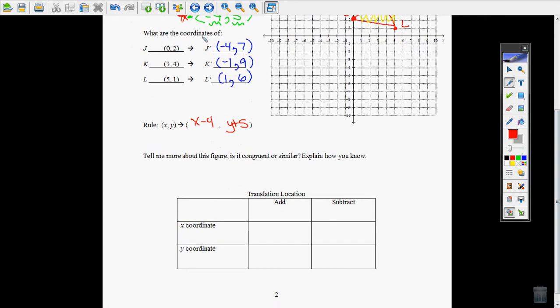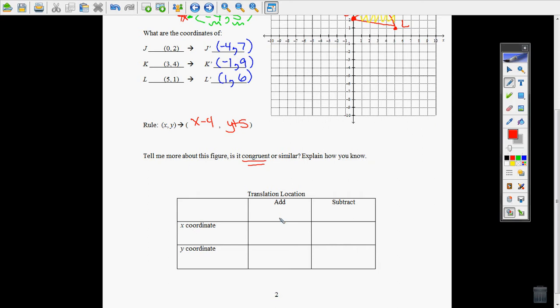All right, so now we're going to talk about similar and congruent, okay? And so the way you know if a figure is similar or congruent. Congruent means the exact same shape, the exact same size. These two shapes are the exact same shape, the exact same size. Similar means same shape, different sizes, meaning it's been enlarged or reduced. So these two figures are congruent.